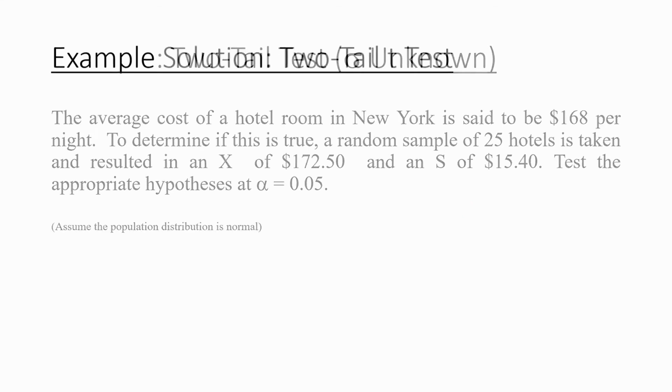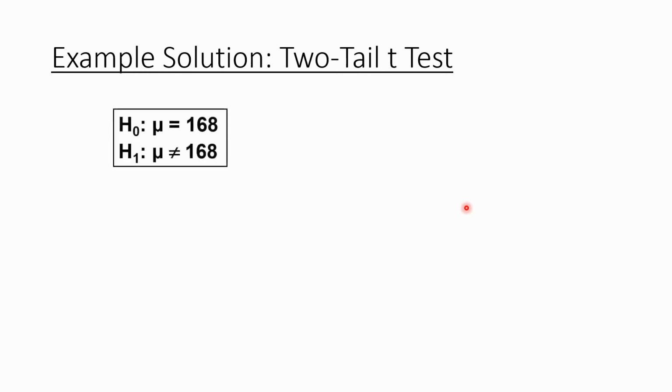An important thing to keep in mind: you have to assume that your population distribution is normally distributed. So if it's not given in the question, make sure before you write the answer, on top you write down, assume that the population distribution is normally distributed, because if not, you cannot solve this in this particular manner. So what do you do first? You write down your null hypothesis and your alternative hypothesis.